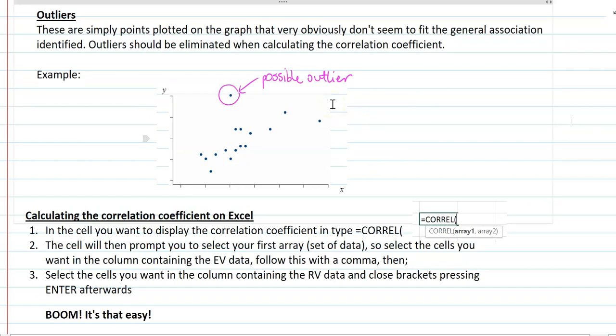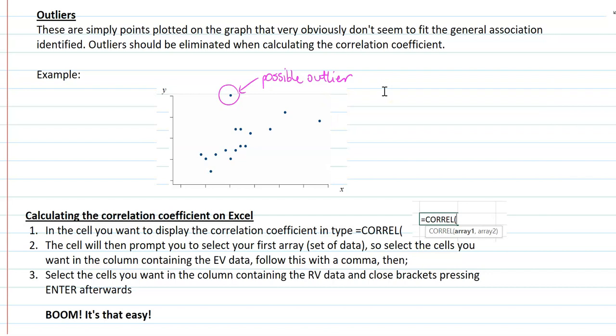The last thing I need to be wary of once I've plotted my points is the presence of outliers. So these are simply points that look like they don't belong with the rest of the points. So having a look at this graph here, this one looks like it doesn't belong, so it could be a possible outlier. And when you're calculating the correlation coefficient, you cannot include outliers because they will skew the result.